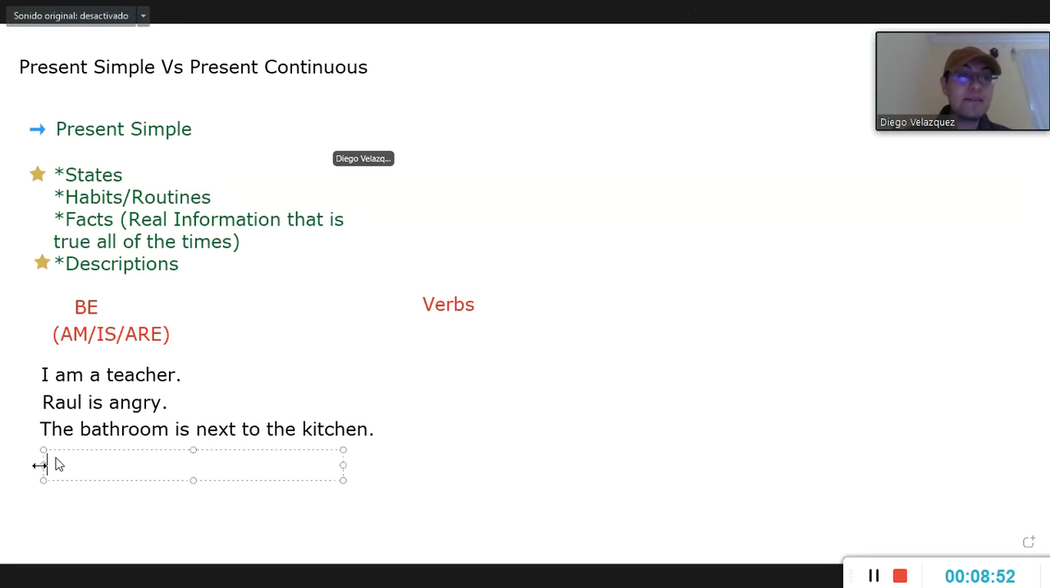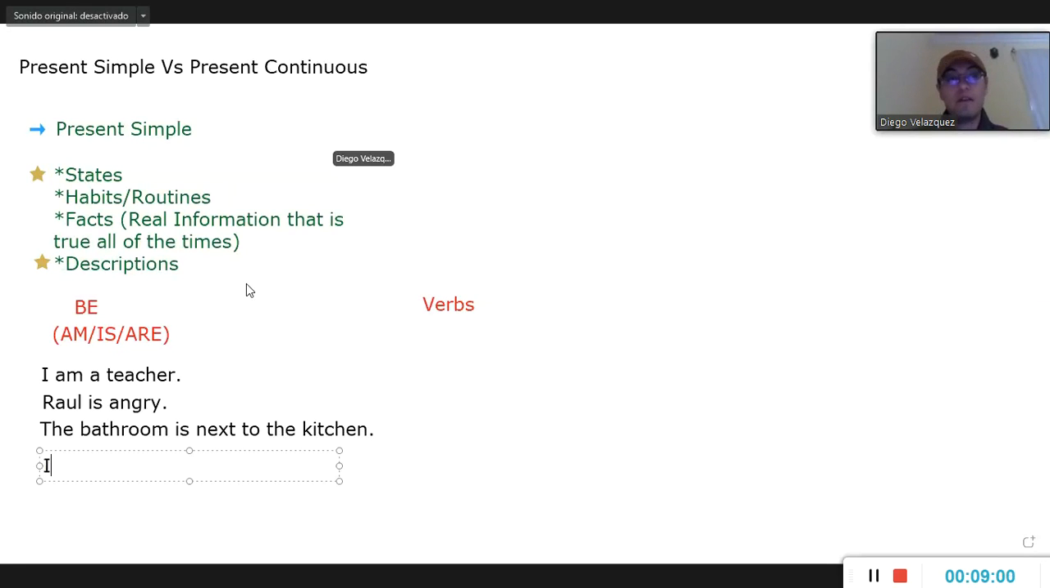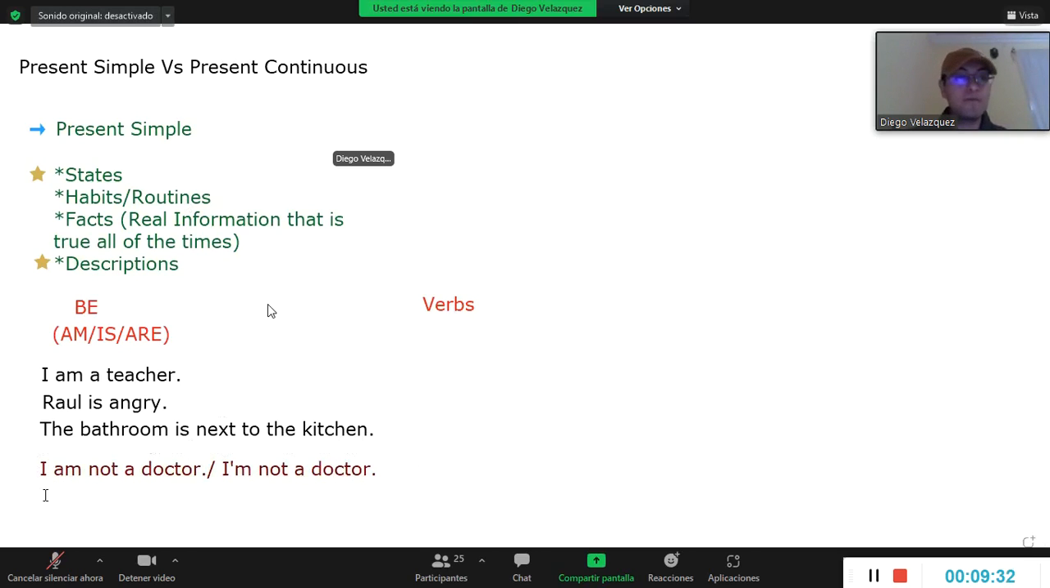Now, remember that in the case of negative sentences with the verb to be, guys, the negation or the negative part is in the same verb to be. Let's say, for example, I can say, I am not a doctor. Or, if you wish, you can use a contraction with I and am, and then just add the word not. So either you say, I am not a doctor, or I'm not a doctor. Whatever option you prefer.